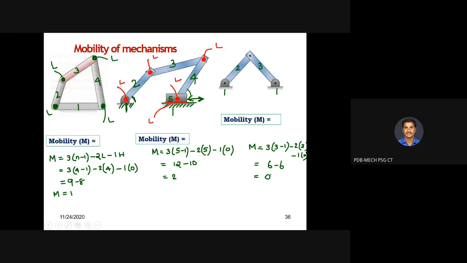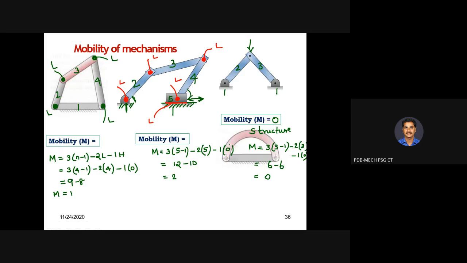So what is the meaning of 0? We know that 1 degree of freedom means one input is enough. 2 degrees of freedom means we can give two inputs anywhere and take two outputs. But if 0 comes, what is the meaning? Sir, you can't move. No relative motion, sir. Yes, it can't be useful for transferring motion. Rather, it is going to be a structure. Whenever mobility or degrees of freedom is 0, it is called a structure. It is used for transferring force. If we give force here, it is used to transfer the force. This particular 3 link mechanism is not going to be useful for transferring motion. So a minimum of 4 links are required for transferring motion.